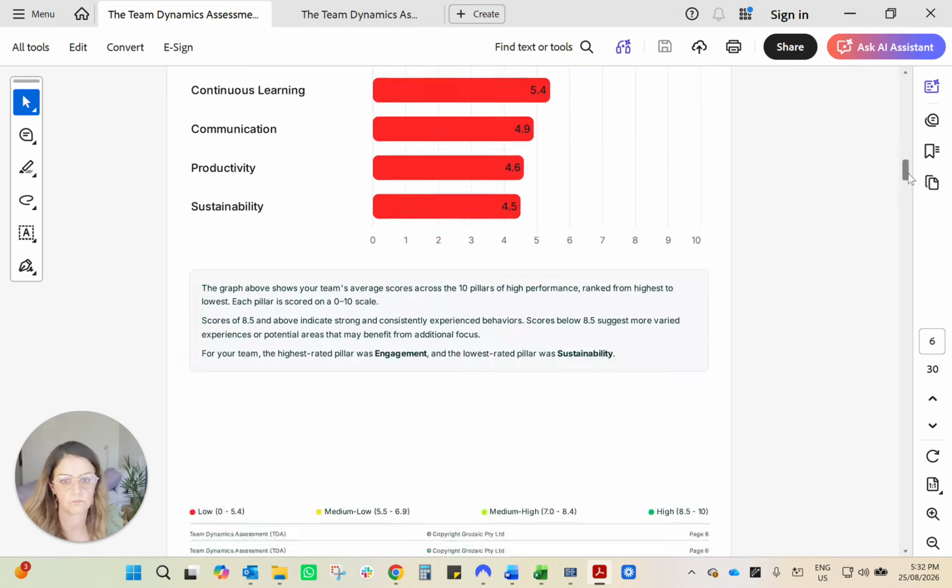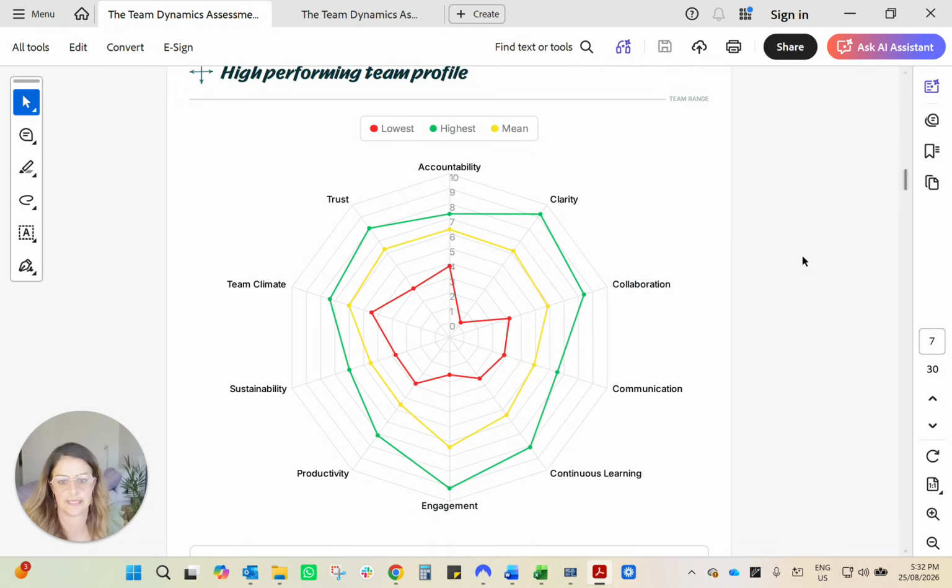We then have a look at the team range, and we do this in two different ways. This is the first one, a spider graph. Each one of these dots can be someone completely different on a team. So it's not one person in green and one person in red, but we're looking at the highest, the lowest, and the mean in each of the pillars. And what we're looking for over time is for these dots to come closer together and move as far out that spider graph as possible.